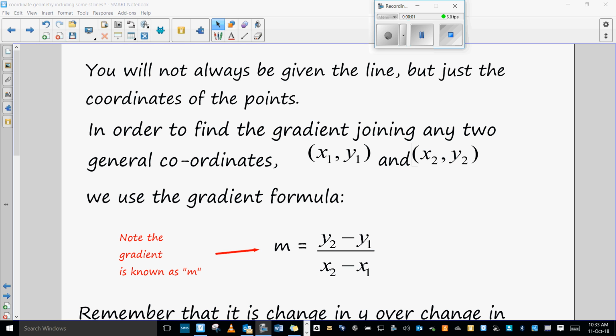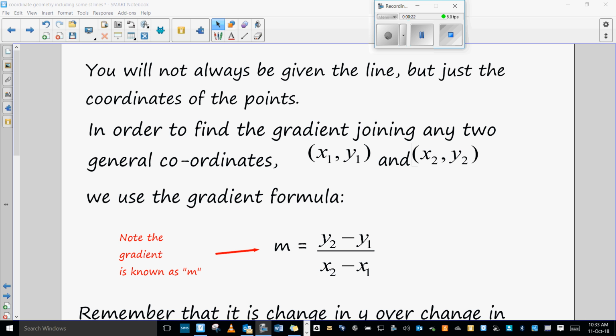Line and ask to find the gradient of it, sometimes they will just tell you 2 coordinates. Now, obviously, you do have the option of drawing yourself, plotting those 2 coordinates, and drawing your line and then counting the rise over run. But quite frankly, that's ridiculously long, and so we want to avoid doing that wherever possible.